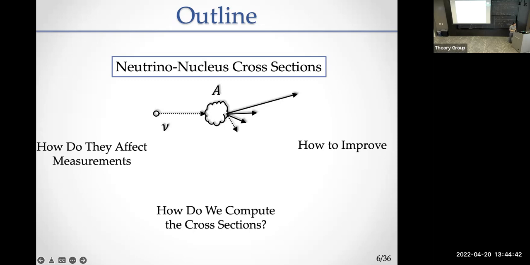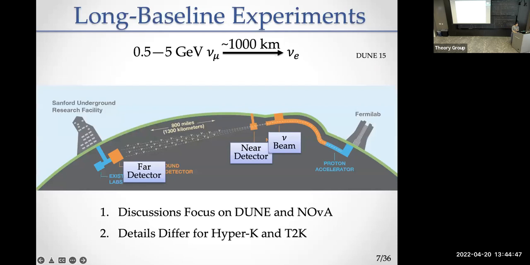So let's start with how cross-section calculations actually affect measurements. The experimental setup I need for the rest of the talk is the so-called long baseline experiments, or accelerator-based neutrino experiments. They generally follow the same setup. Let's say we have a neutrino beam out of an accelerator that has energy between 0.5 and 5 GeV. The signal flavor is generally nu mu. Then we let these neutrinos propagate over about 1,000 kilometers and see how much of that nu mu has oscillated to nu e. We do this in both neutrino mode and anti-neutrino mode. This measurement would give us essentially all the oscillation parameters.